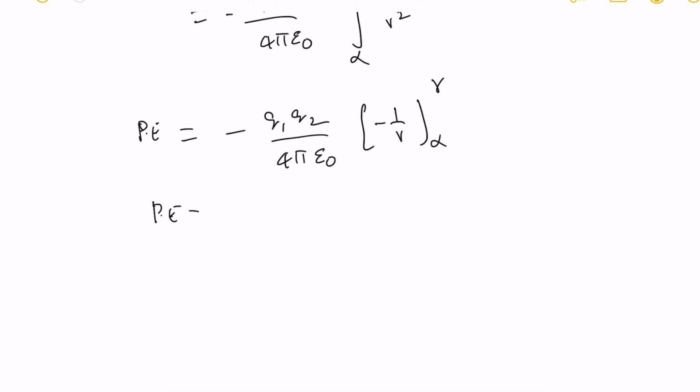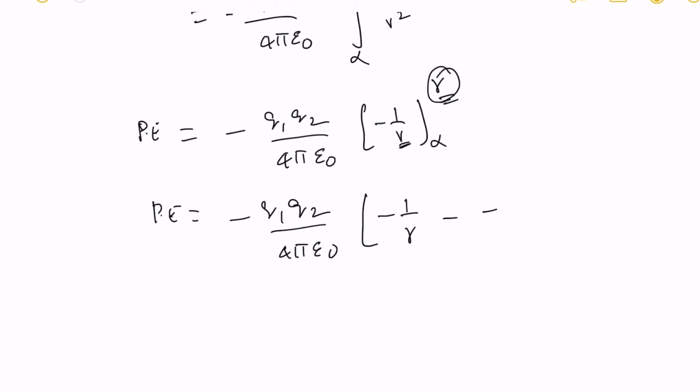So here potential energy is minus q1 q2 by 4 pi epsilon naught. What is the final value? The final distance is r, so minus 1 by r. Final minus initial. What is the initial value? The initial distance is infinite, and 1 by infinite is 0. So this term becomes 0, and we get here minus 1 by r.